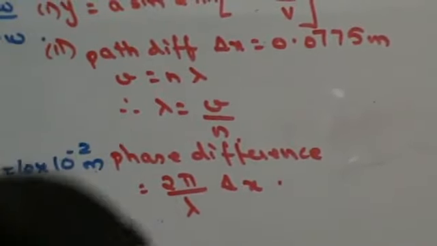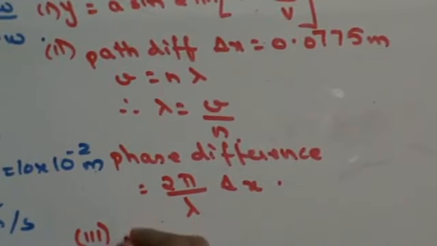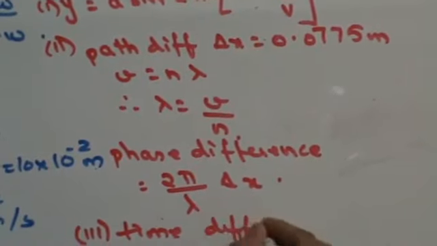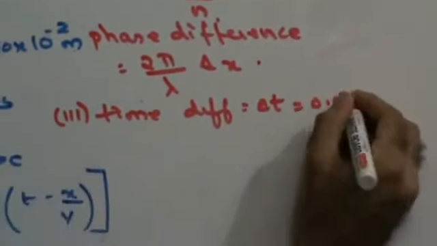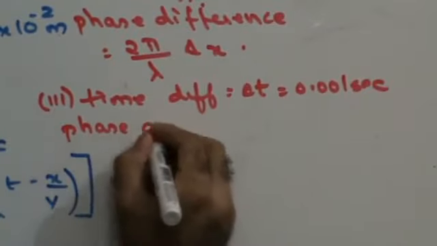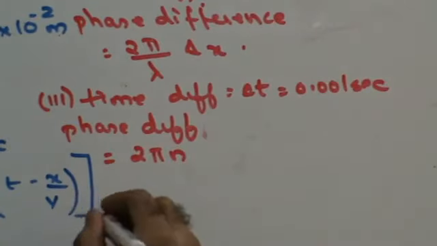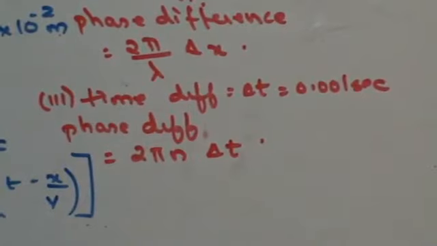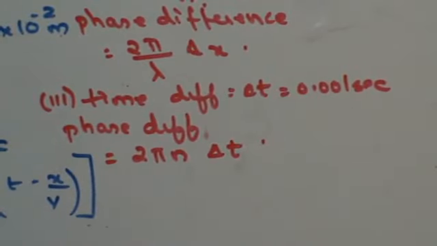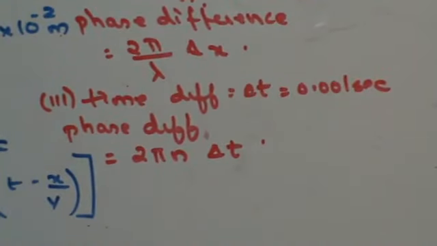Next, they've also asked you to find out the phase difference when time difference is given to you. There you found out the phase difference when path difference was given to you. Now, time difference is given to you as delta t, which is 0.001 second, right? They've asked you to find out phase difference. In that case, phase difference is given by the formula 2 pi n delta t. So when path difference is given to you, the formula is 2 pi by lambda delta x. When time difference is given to you, it is 2 pi n delta t. Fine, do we get this thing here? Next, take on next one please.